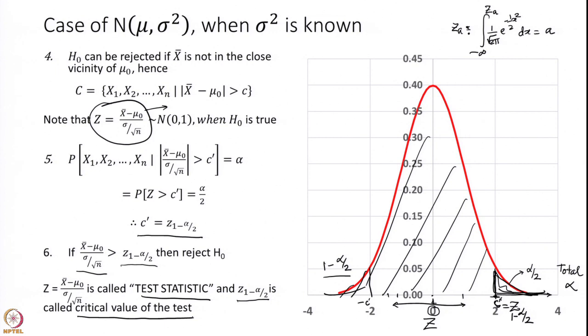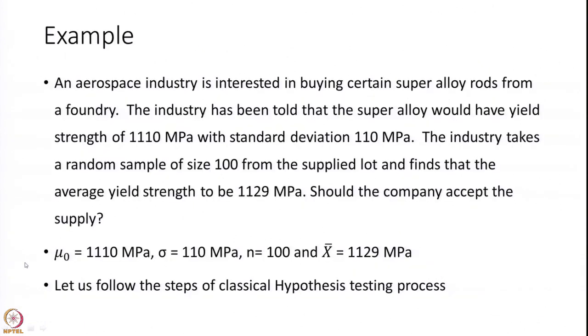So now, to understand it better, let us go through an example. Here I have an example. It's completely a made up example. An aerospace industry is interested in buying certain super alloy rods from a foundry, and the industry has been told that the super alloy would have a yield strength of about 1110 MPa with a standard deviation of 110 MPa. The aerospace industry takes a random sample of 100 from the supplied lot.